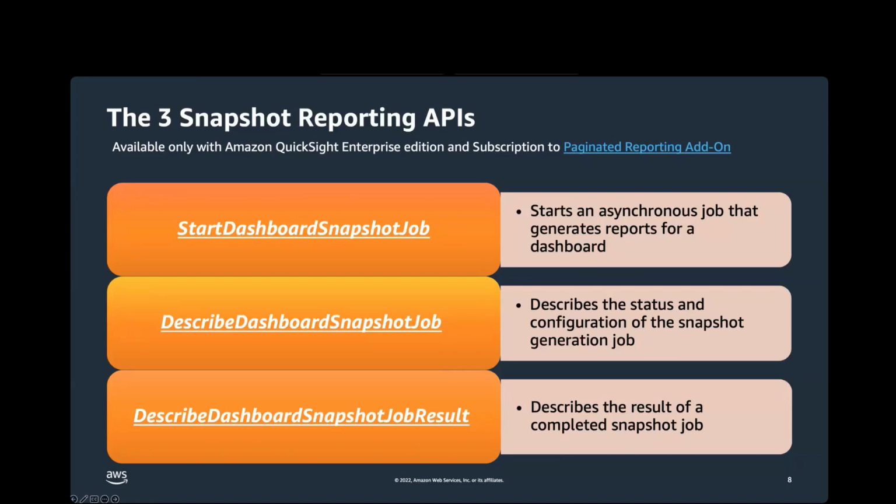The first one, Start Dashboard Snapshot Job, starts an asynchronous job that generates reports for a dashboard. The second API, the Describe Dashboard Snapshot Job, describes the status and configuration of the snapshot generation job. The third one, Describe Dashboard Snapshot Job Result, describes the result of a completed snapshot job.